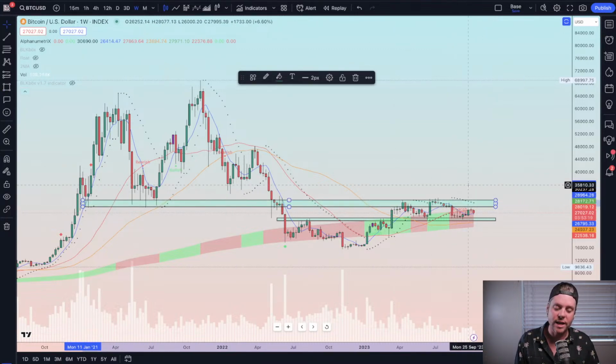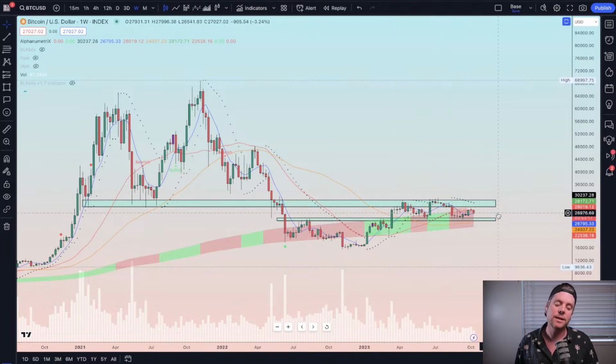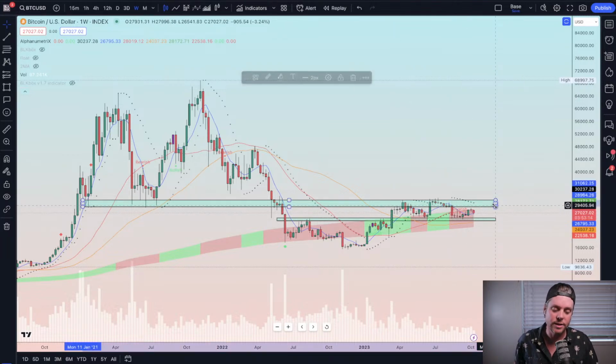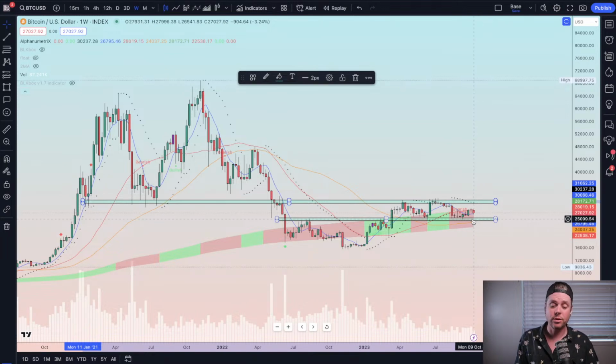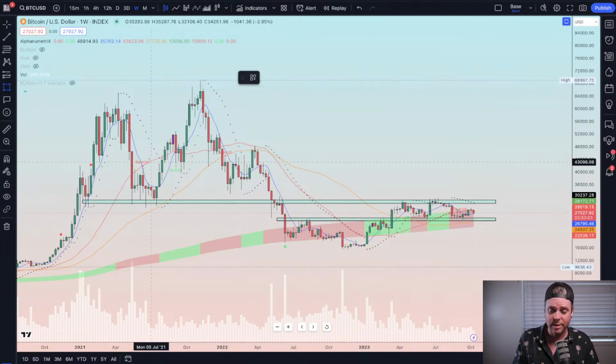And we have not been able to do that. We've attempted it twice and are currently trading below it. So this is a much stronger resistance point, in my opinion. If we can get above that 30K level, I think there's a potential that we get up to the next resistance, which is going to be up at around 50K.